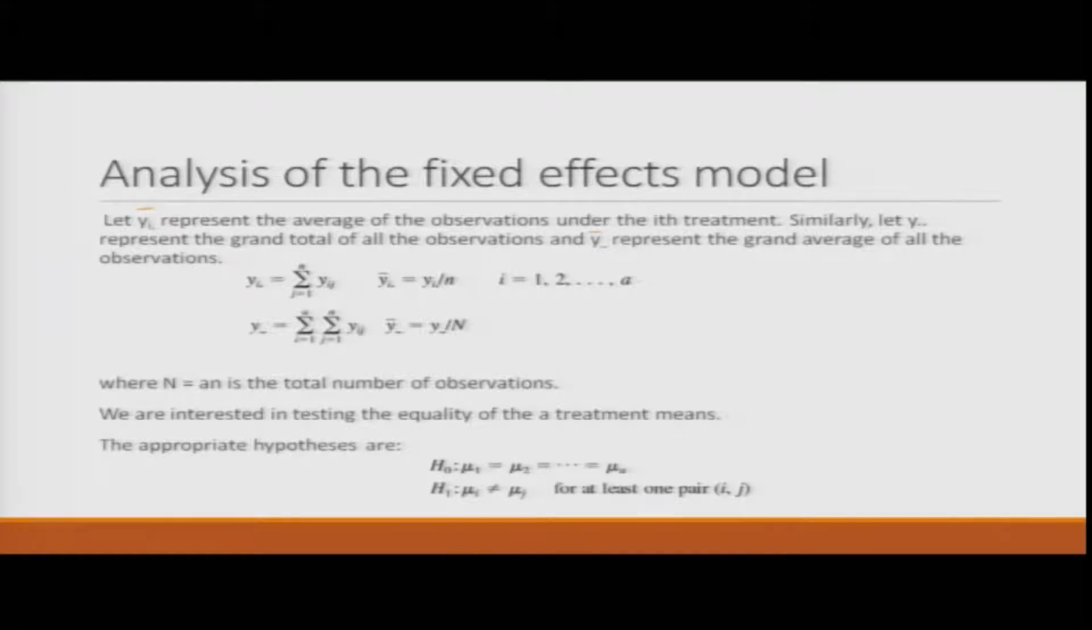Now, analysis of the fixed effect model, as I said. Let y i bar represent the average of the observations under the ith treatment. Similarly, let y double dot represent the grand total; in that sense, obviously, it will be the average of the averages of the total number of observations, and y bar double dot represents the grand average of all the observations.